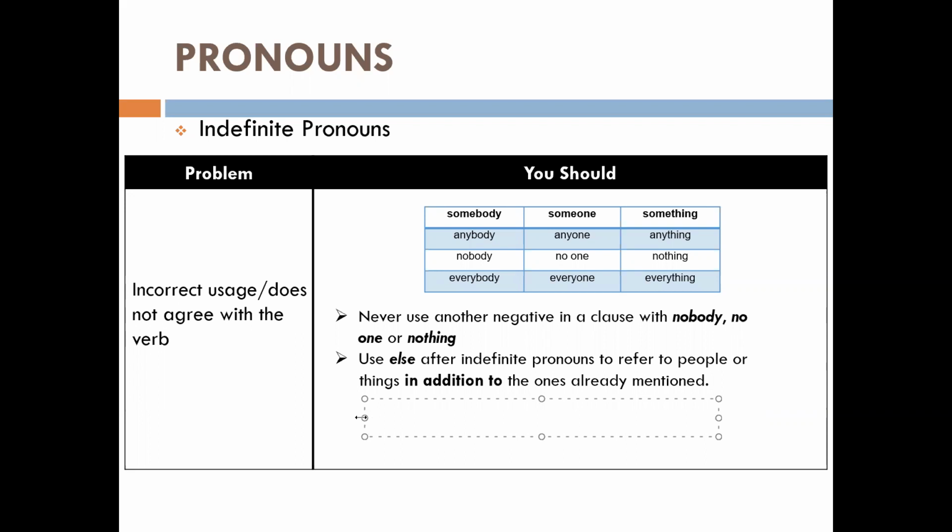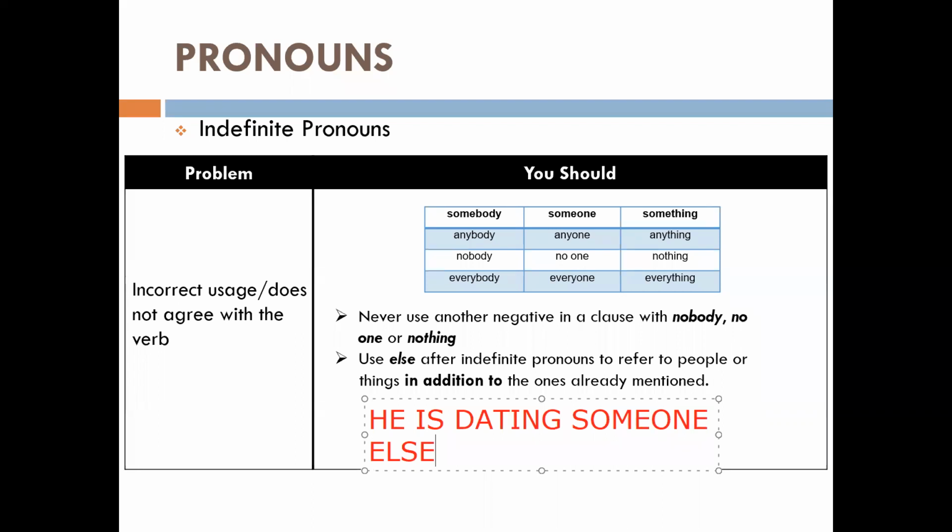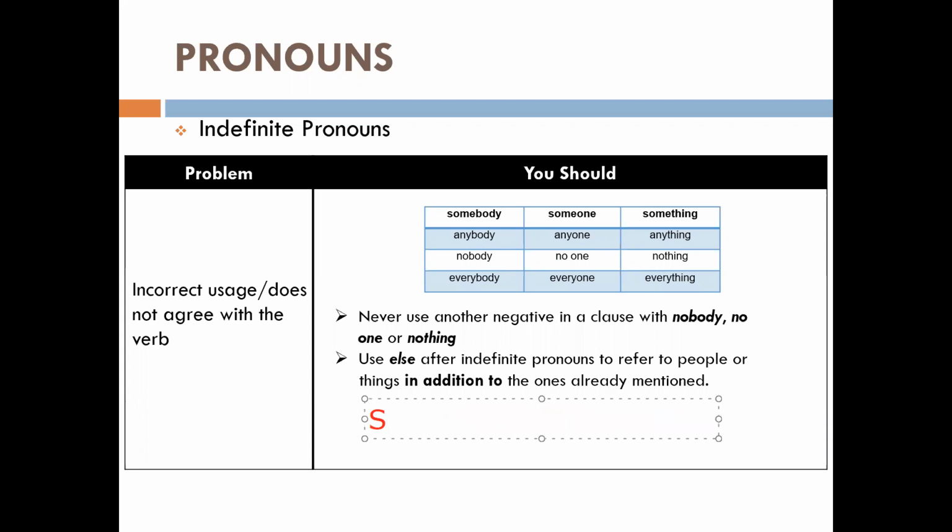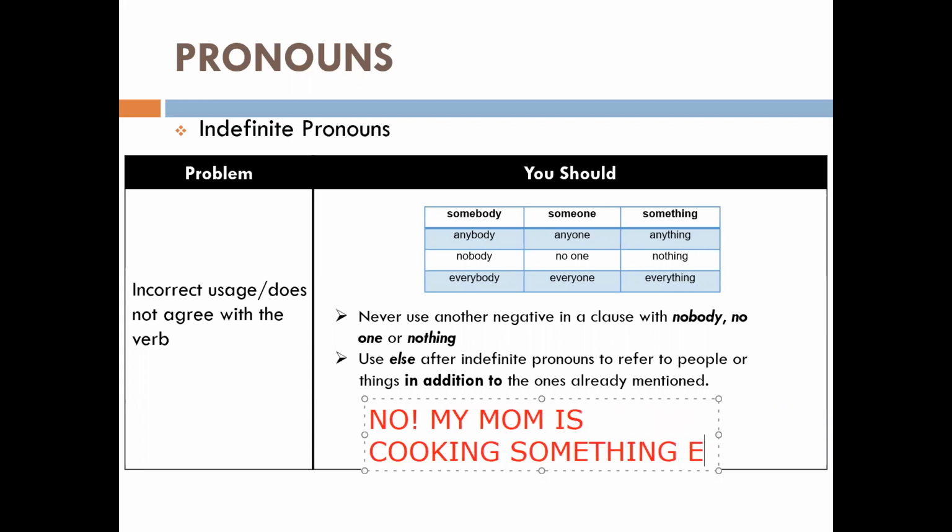So when we say else, there is someone or something different. For example, he is dating someone else. My mom... Did your mom cook a fritada? No. My mom is cooking something else.